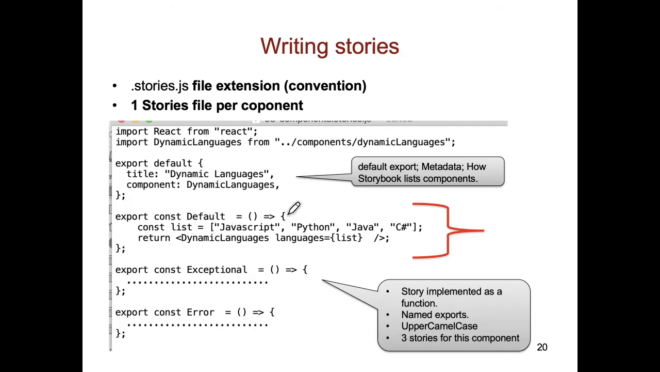I'm creating just an array of languages, and I'm passing the languages down to my component. We can't make sense of this right now because we haven't seen it, but that's okay. All I'm interested in on this particular slide is showing you the outline of a stories implementation: a default export, and then a named export for each story implementation. So it looks like I have three stories here implemented for my dynamic languages component, and that correlates with what I was saying on the earlier slide, that we came up with three stories for our dynamic languages component.